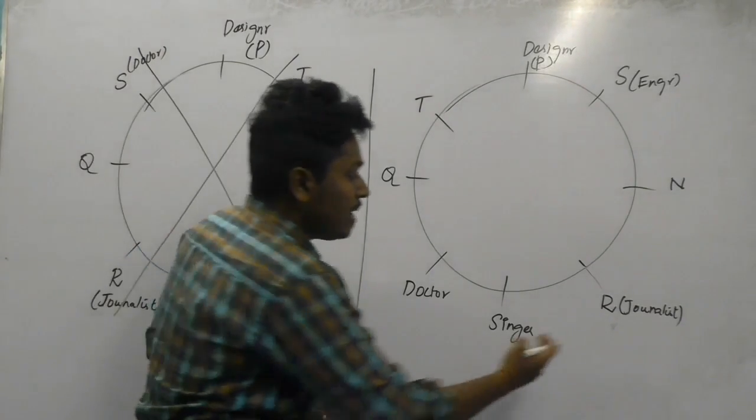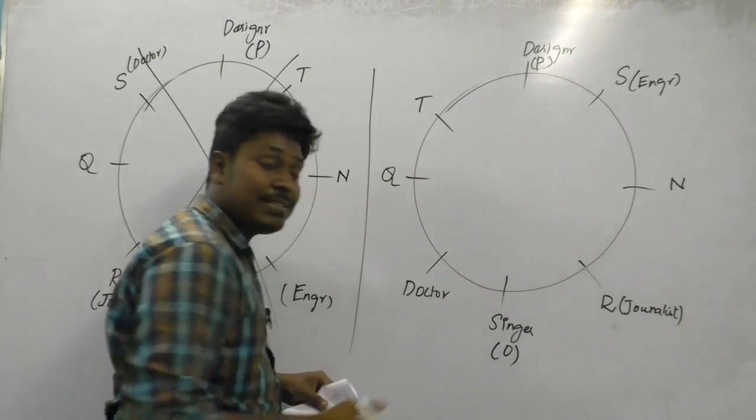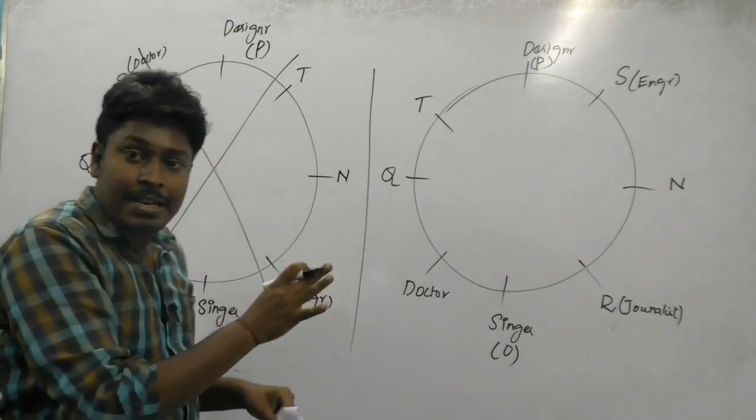So we can go for the next diagram. Journalist's left hand side is O. So definitely singer must be O. This diagram is entirely eliminated, right?